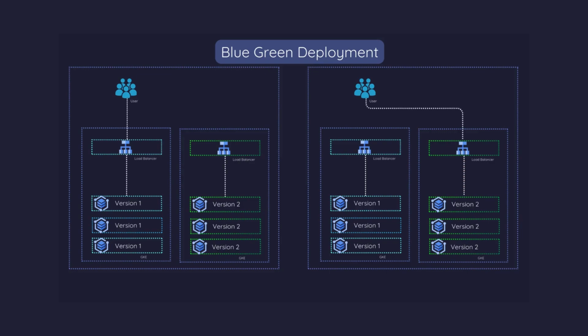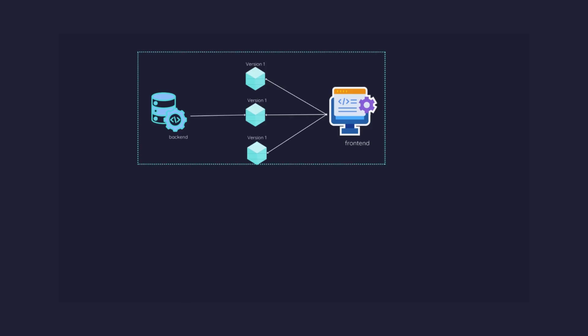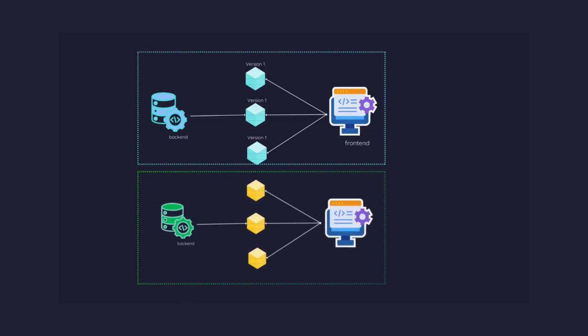A blue-green deployment is a strategy used to reduce downtime and minimize risk when deploying new versions of software. Here's a simple explanation. Imagine you have two identical environments. One is blue and the other is green. The blue environment is the current live version of your application that users are interacting with. When you're ready to release a new version, you deploy it to the green environment.